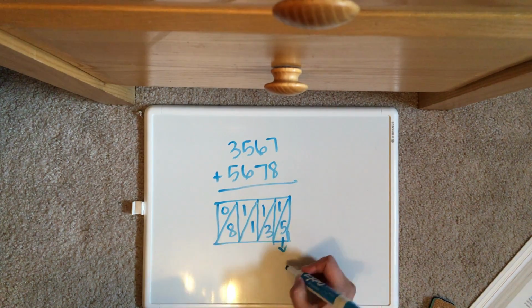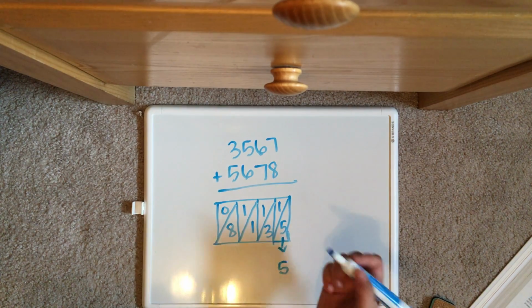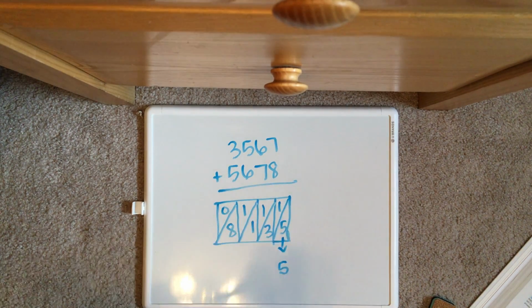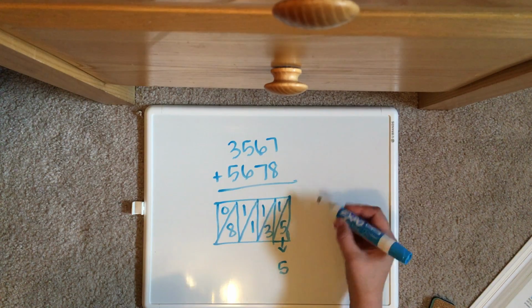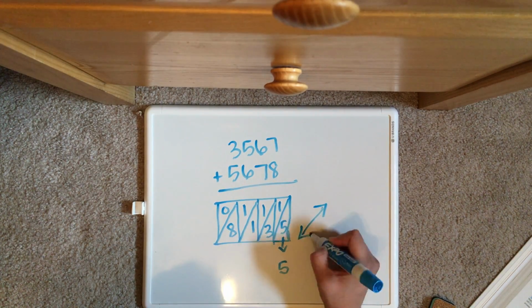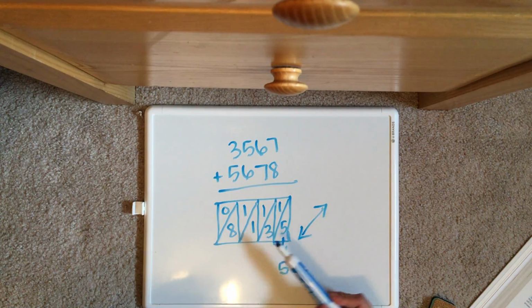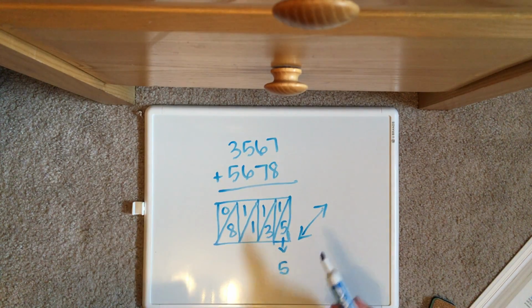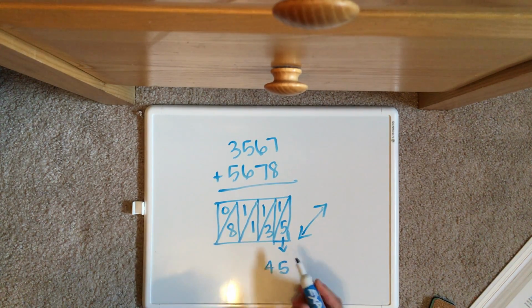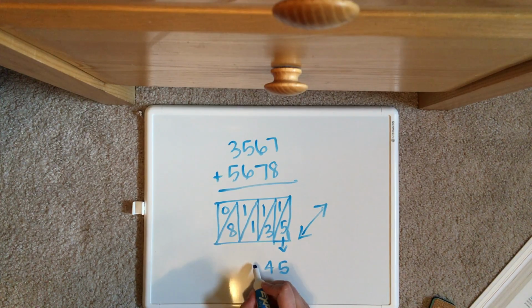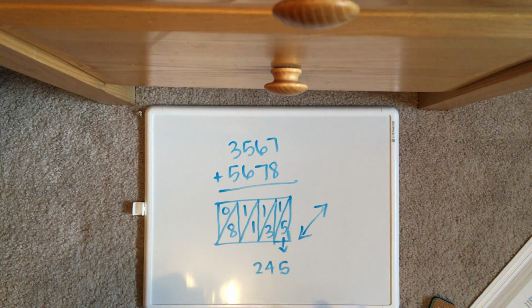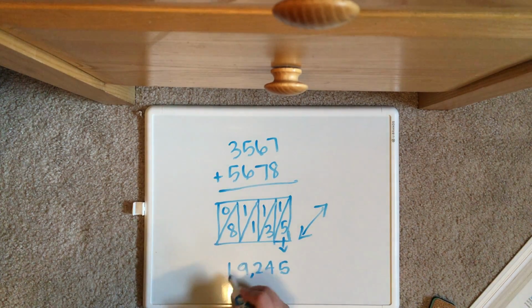We will then pull this 5 down. And then we will start adding in this way. So we will do, what is 3 plus 1? 4. 1 plus 1? 2. 8 plus 1 is 9. Then we have the 0. So this is what our answer is.